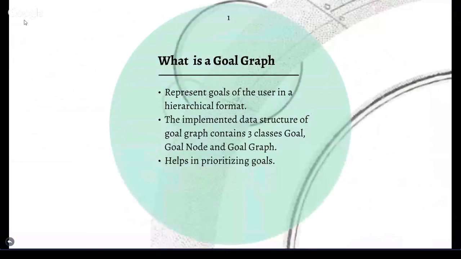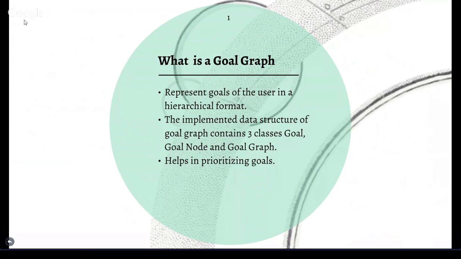What is a goal graph? A goal graph is a data structure which organizes and manages all the goals of the agent in a hierarchical format or a tree structure. The current goal graph in MIDCA has three classes associated with it: the goal, the goal node, and the goal graph. The goal contains an ID and arguments, which means the ID is the predicate of the goal and the arguments are the objects related to that predicate.